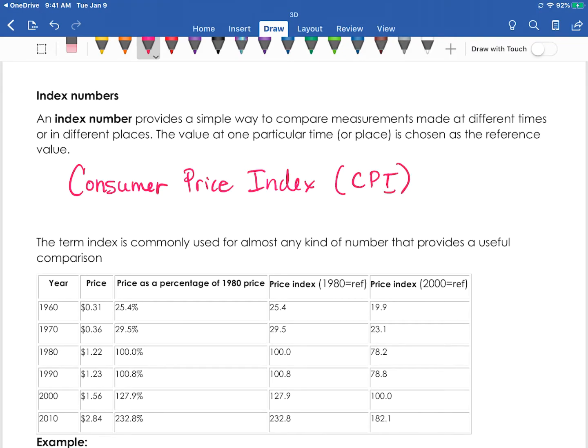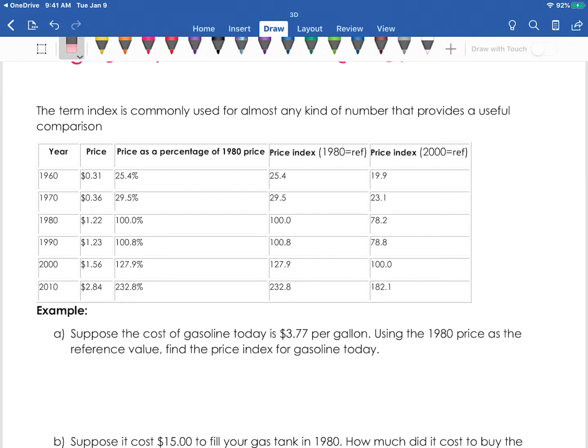Now, the Consumer Price Index is an index number that is used widely in the United States. It is based on price changes on a group of selected products, like gas prices or grocery prices. We're going to use the idea of ratios in order to calculate these CPIs. When we look at the first example, we're given a chart that is related to gas prices.